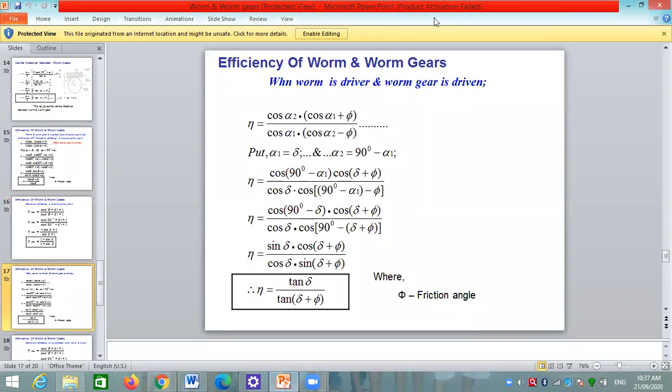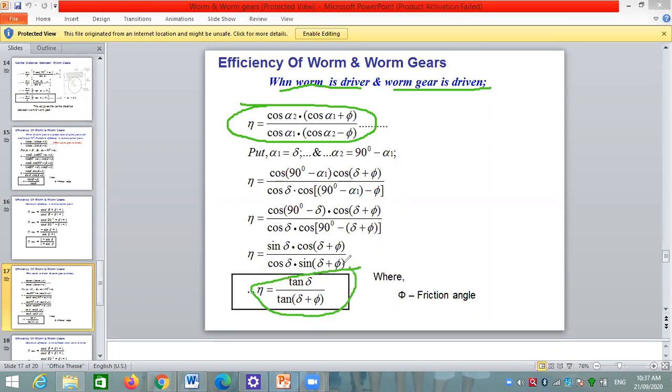See here, when the worm is driver and the worm gear is driven, efficiency is equal to cos of alpha 2 into cos of alpha 1 plus phi, divided by cos of alpha 1 into cos of alpha 2 minus phi. We will put alpha 1 equal to delta and alpha 2 equal to 90 minus delta.